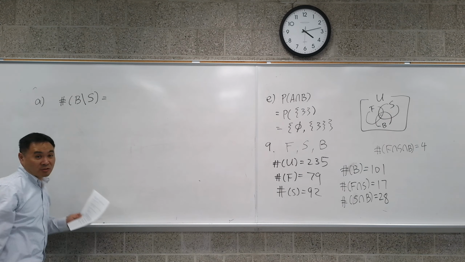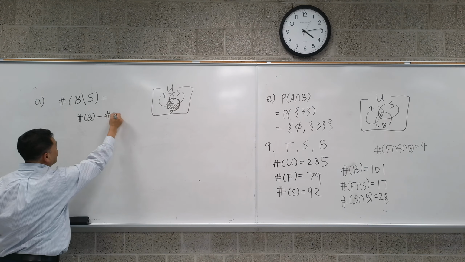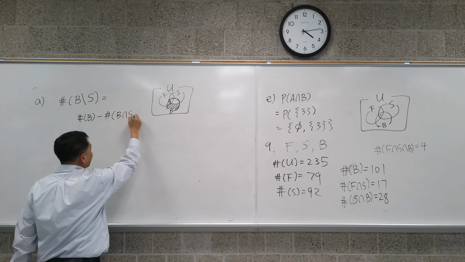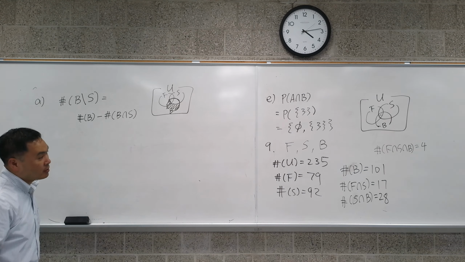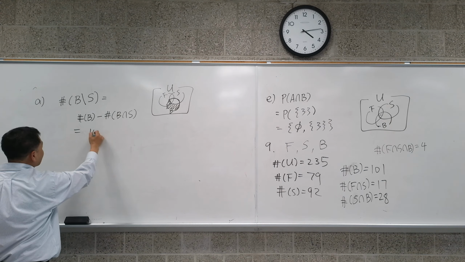Now, if you look at that picture, it's obvious that the way you get this is taking the number of people in the basketball team and subtracting the number of people that play both basketball and soccer, right? Because the number in basketball is 101 and soccer and basketball is 28, subtract that and you get 73.